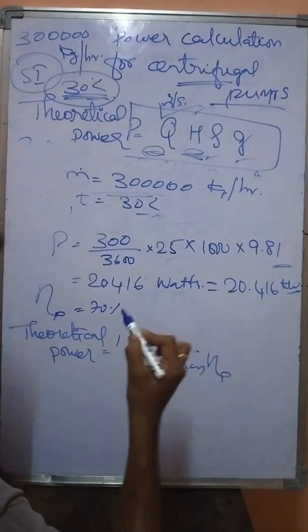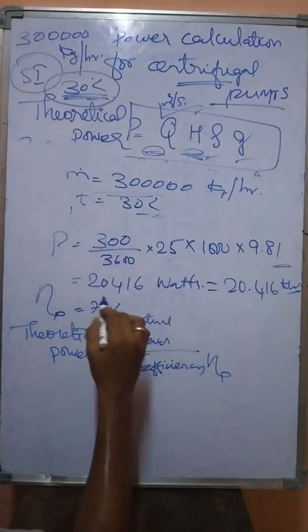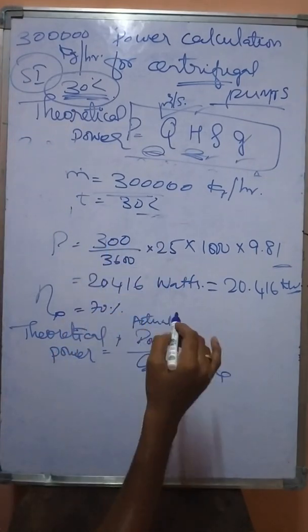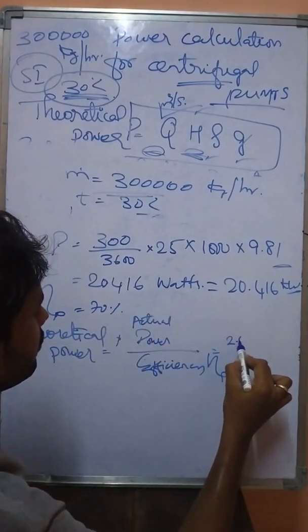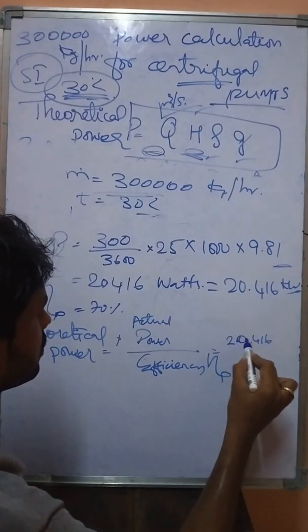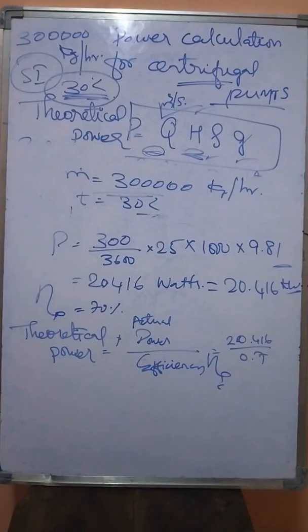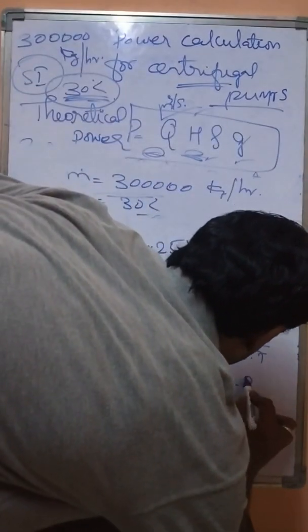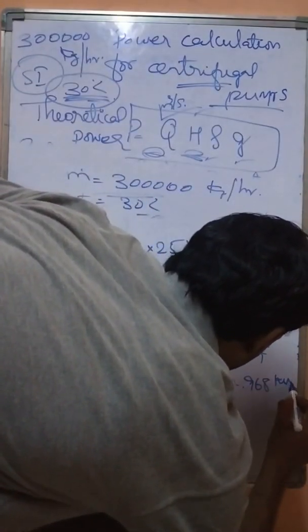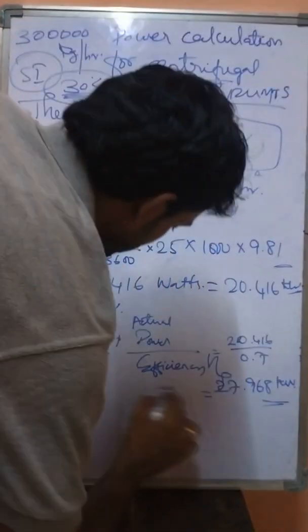This we can say is the actual power, because the total calculation is for 70% pump efficiency. So what is the theoretical requirement for 100% power? Okay, so 20.416 divided by 0.7. You will get around 27.968 kilowatt. So we got this in kilowatt. This is the total theoretical power required.